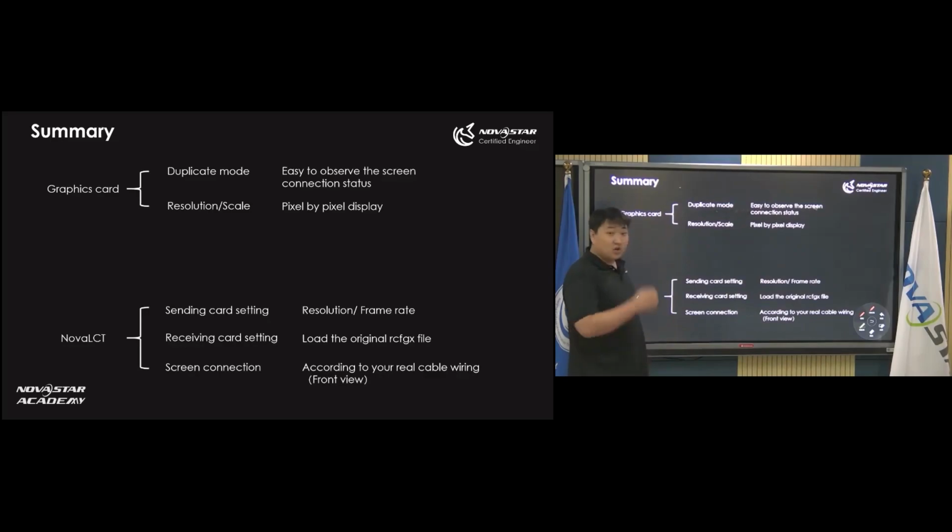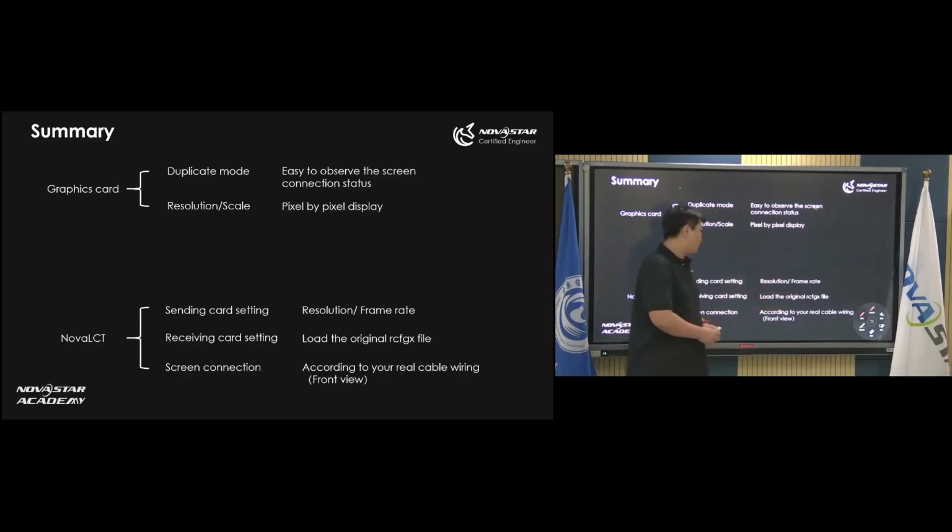Okay, and let's see what NovaLCT can do. In the sending card settings, we can change the resolution and the frame rate. And also for the receiving card tab, we just load the files or do the smart settings. Anyway, I just suggest we have the file. That would be cool.